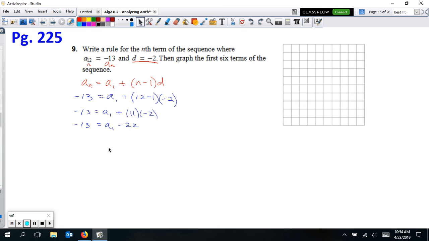Just add the 22 now to both sides. And so now we'll see negative 13 plus 22. So a of 1 is a positive 9. So there's our a of 1.